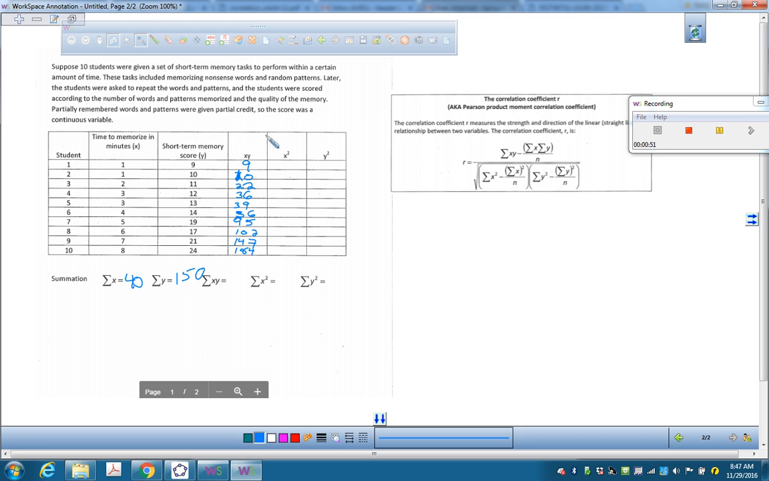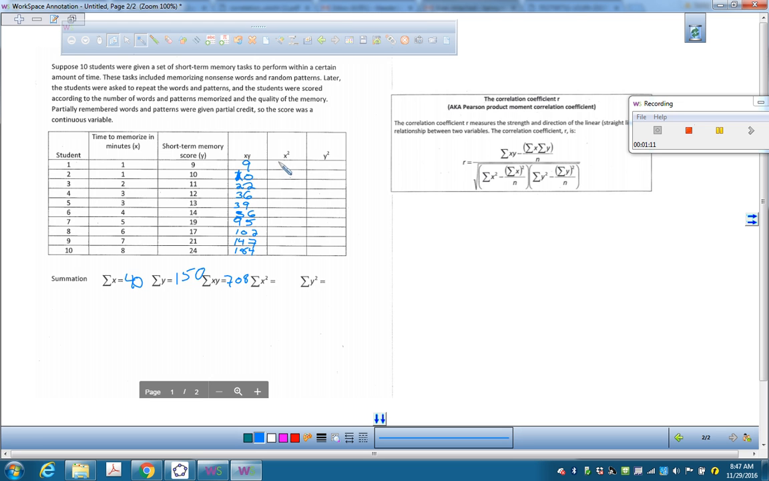And now I'm going to sum all those things up and put that answer right there. Do you guys understand what I did there? I just multiplied the x's times the y's. And now I'm going to put the sum of those x's times the y's down here, and I get 708. Now I'm going to put x squared goes here.